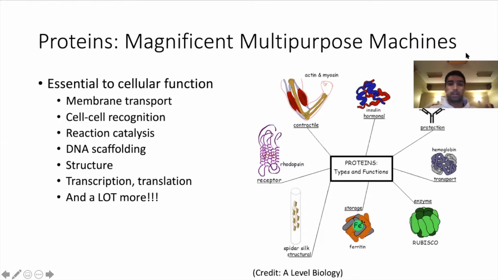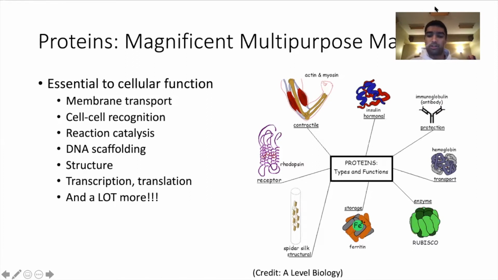Structure, proteins help with membrane structure and with different cellular structure, and they're really important for your bones, for your muscles, for everything in your body. Transcription, translation, obviously, you have enzymes that carry out those mechanisms, and there's a lot more that I haven't even mentioned here. So you can see on the slide, there's a picture of all the different things proteins can do.